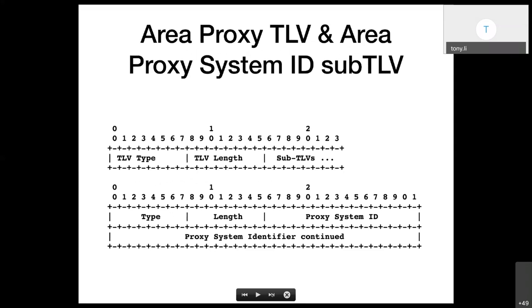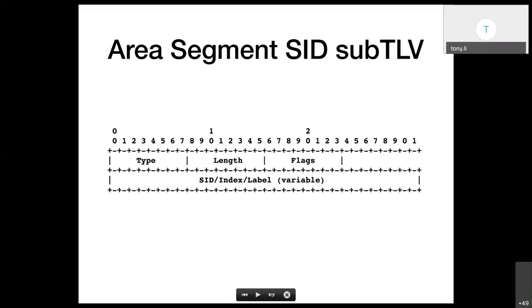Those look relatively straightforward. The first thing you see here is the top TLV, and then the proxy system ID sub-TLV, really straightforward, just carrying around a system ID. Next slide. And again, carrying around a SID as a sub-TLV.